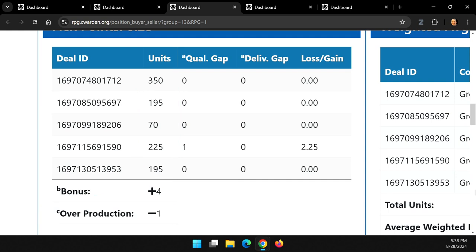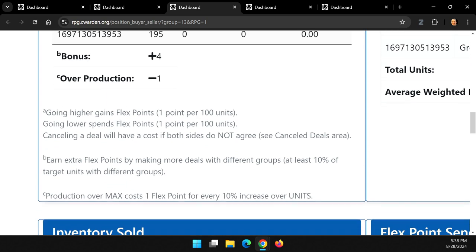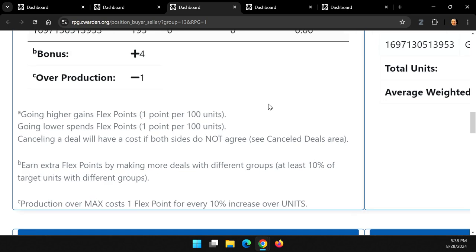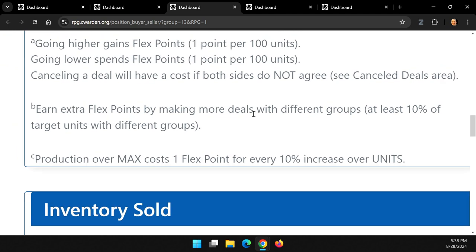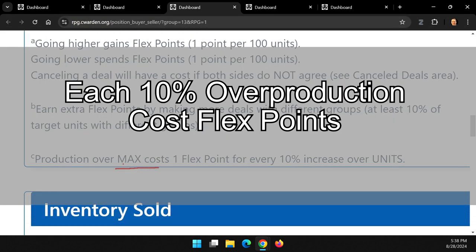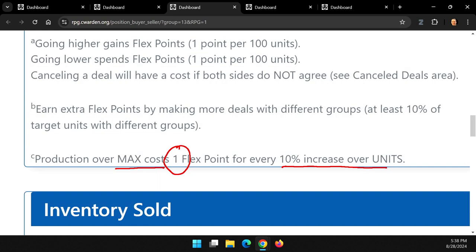Now, how does this fee work? Well, it's written down here at the bottom, right down here. If you produce over your maximum, you have to spend 1 point of flex for every 10% over your maximum. Every 10%. One flex point. So it's not cheap. It's a little bit expensive because you're going to use up a flex point. So how do you decide to do this? Well, or why would you do it? Why would you do this when you're going to have 10% over? Why would somebody do that?